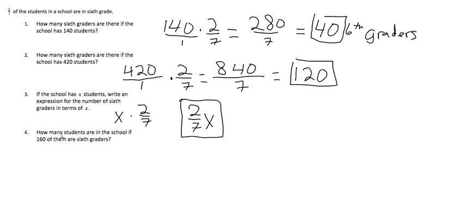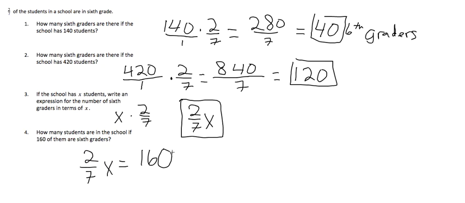So remember, this expression here represents the number of 6th graders. So in this case here, how many students are in the school if 160 of them are 6th graders? In our expression here, X is equal to the total number of people in the school, whereas the whole expression will be the number of 6th graders. So we can just say that this expression equals the number of 6th graders.